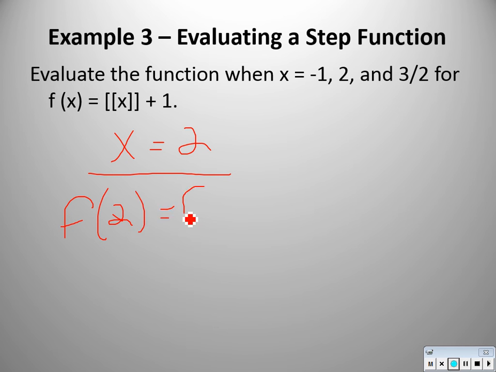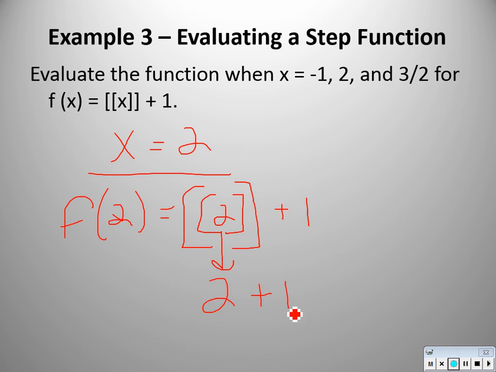So this is going to be the greatest integer function of 2 plus 1 at the end. So the answer to this is 2, and then plus the 1 would be 3. So that's the second part of that there.